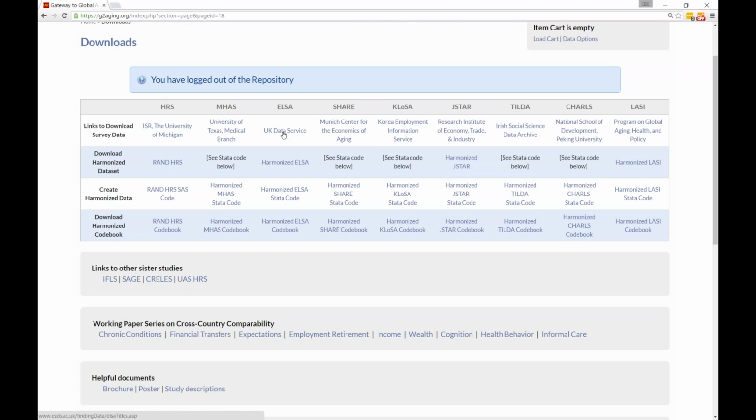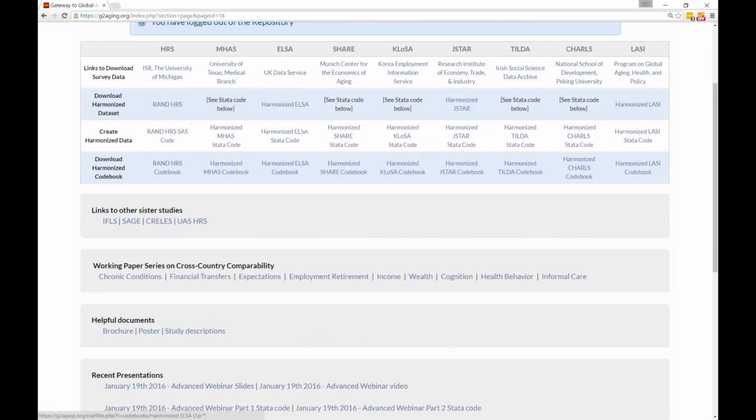And that's because all of these surveys require that you sign up for their own agreements, and you have to agree to a set of terms. Again, they're all free to use, but they do want to know who you are and what you're using your research for. And usually you're agreeing that it's for academic purposes and not for commercial purposes. You can also download harmonized data sets here, and we're going to talk about those next.